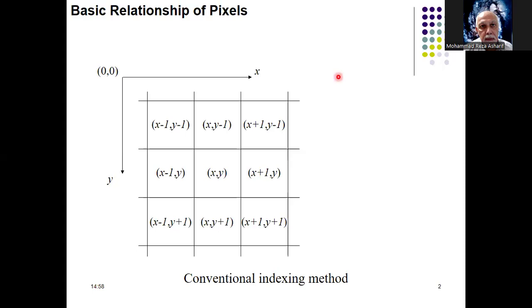Okay, today I would like to talk about digital image processing, lecture number 6. This is lecture number 6 of the series of digital image processing lectures. And today the area is about indexing.